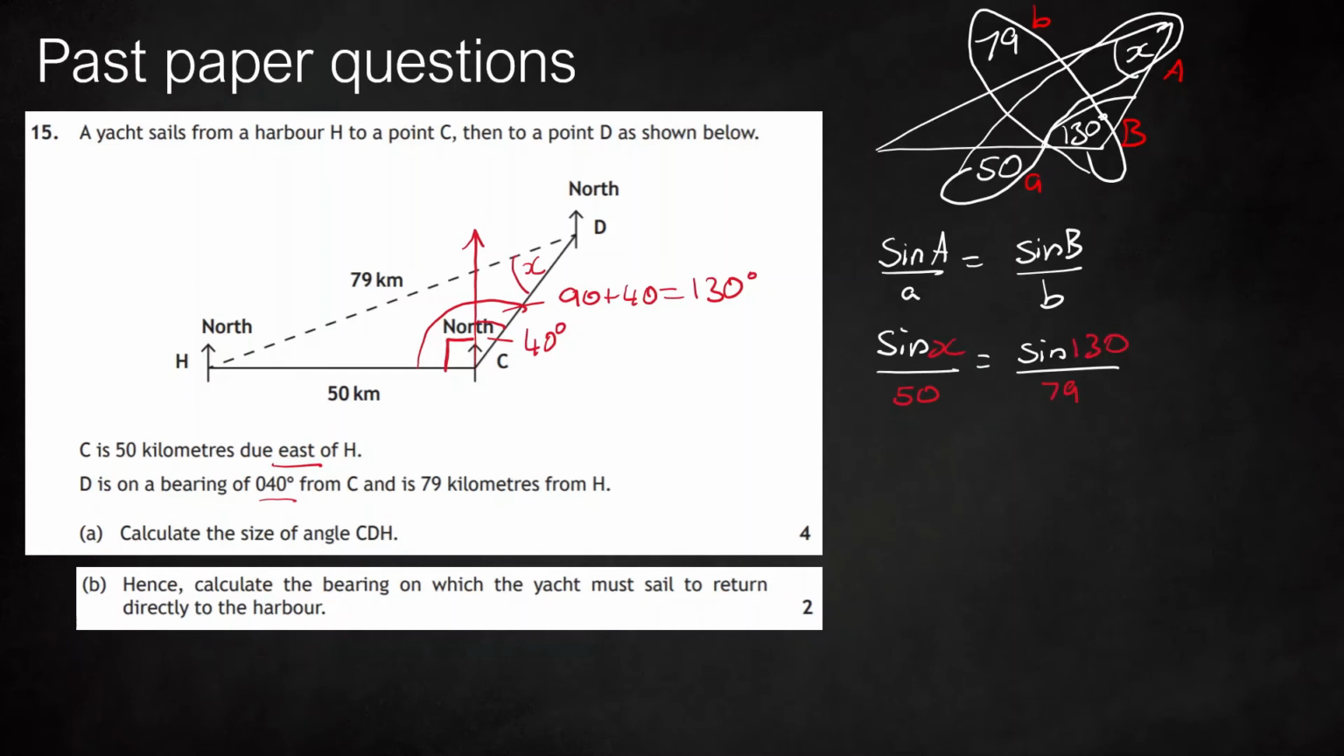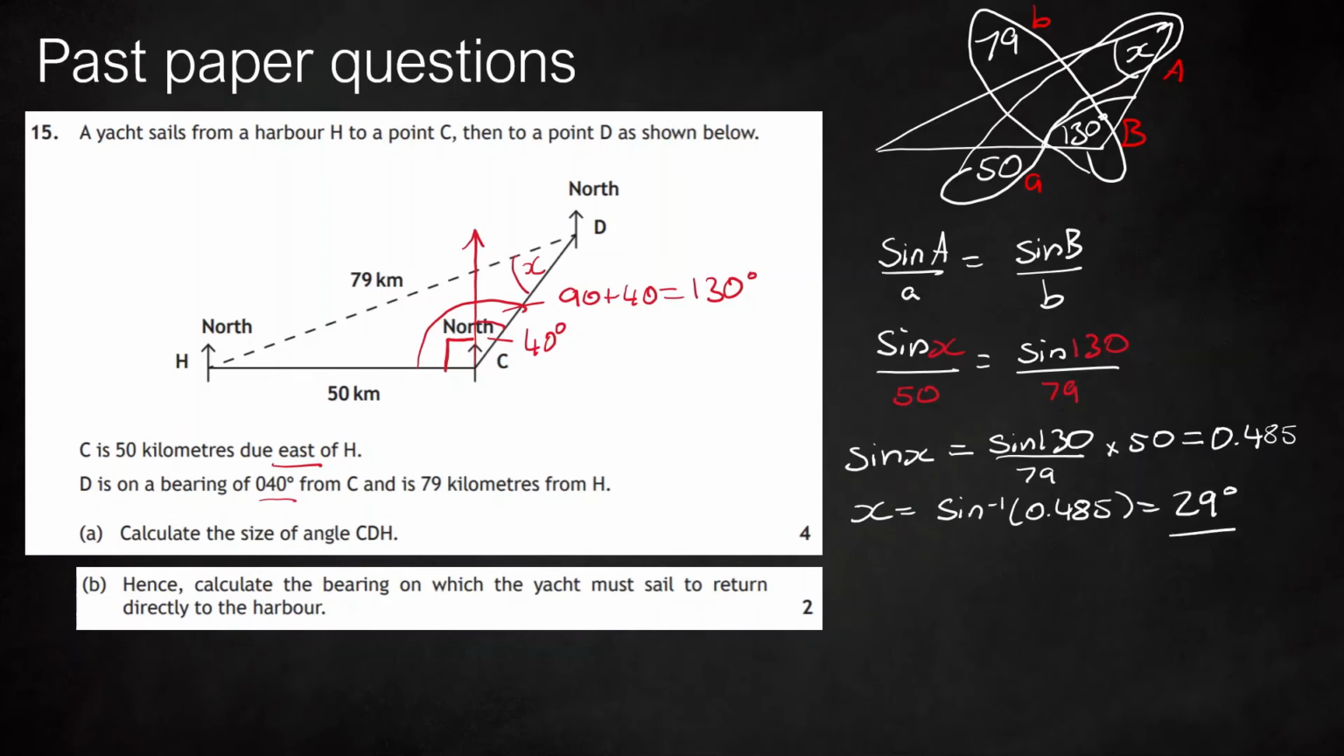And in order to get sine x on its own, we just times both sides by 50, so we basically bring 50 up to the other side. And if you pop everything on the right hand side of that equation on your calculator, it'll come out to be 0.485. Again, I'm keeping some decimal places here because we don't want just sine x, we want x. So to find x, we take the inverse sine of that, and you put that on your calculator, it'll come out to be 29 degrees.